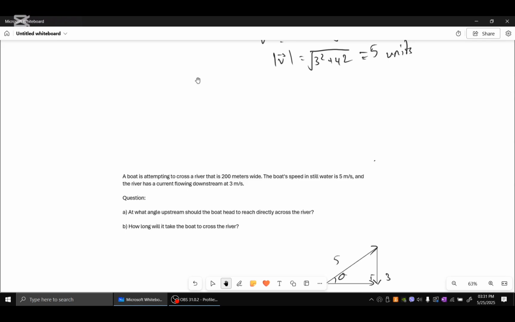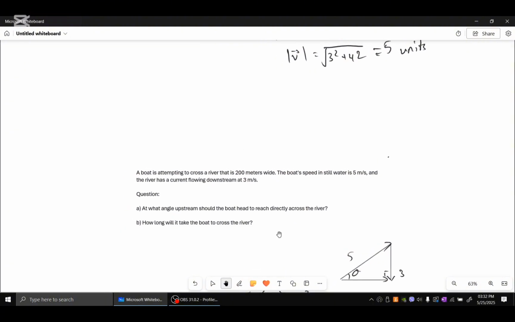So a boat is attempting to cross a river that is 200 meters wide. The boat speed in still water is 5 meters per second, and the river has a current flowing downstream of 3 meters per second. Question A: at what angle upstream should the boat head to reach directly across the river?